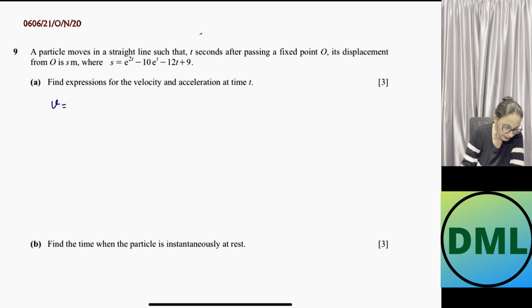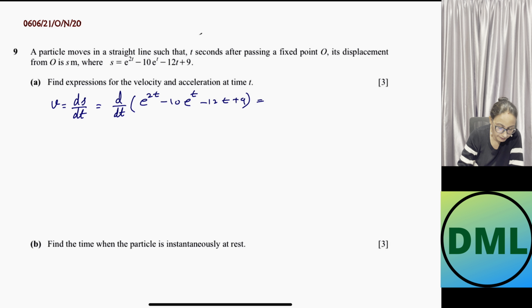Velocity will be given as ds by dt, the differentiation of displacement. I need to differentiate this: d by dt of e to the power 2t minus 10 e to the power t minus 12t plus 9. If I differentiate e to the power 2t, my answer will be e to the power 2t only. If I differentiate 2t, my answer will be 2. That will be multiplied by 2.